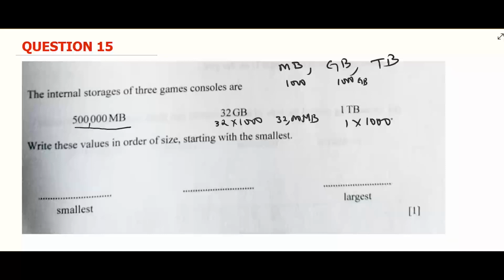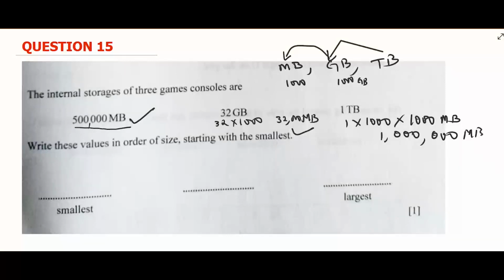To convert 1 terabyte to megabytes, you have to say 1 times 1000. So that will be gigabytes, because if you multiply by 1000, it will be in gigabytes. If you multiply by another 1000, then it will now be in megabytes. So that means we have 500,000 megabytes. The next one is 32,000 megabytes, and then the last one is 1 million megabytes.